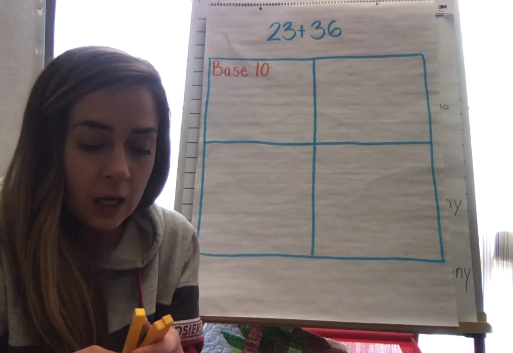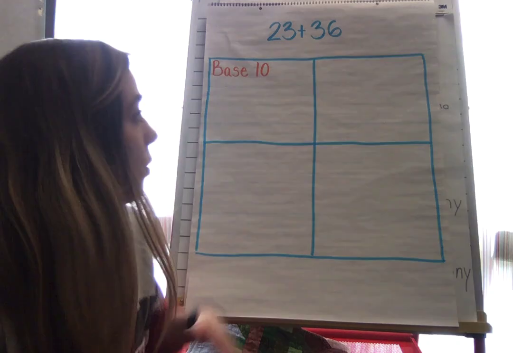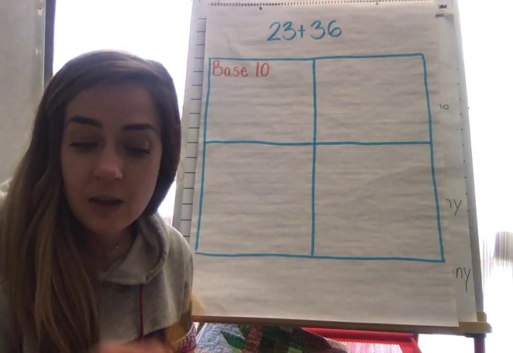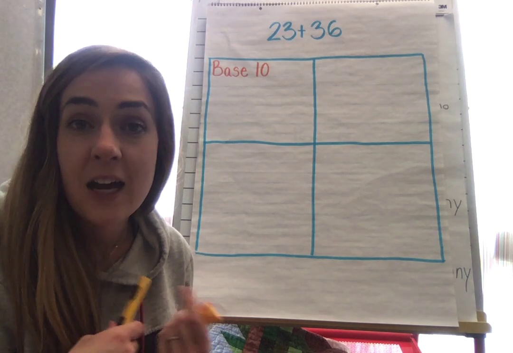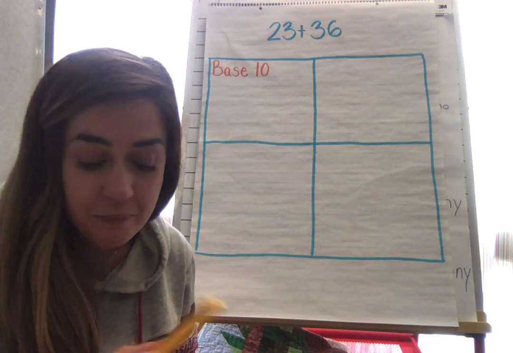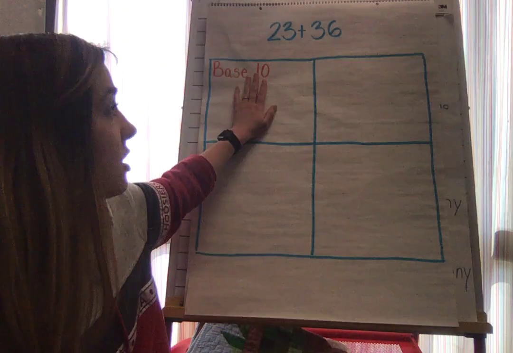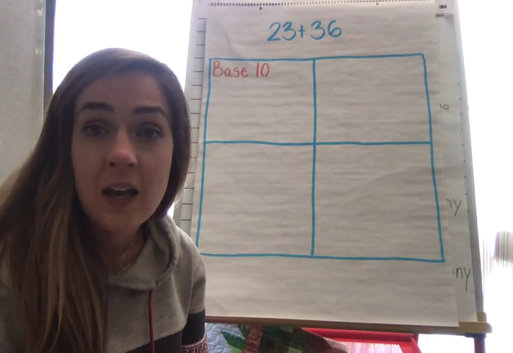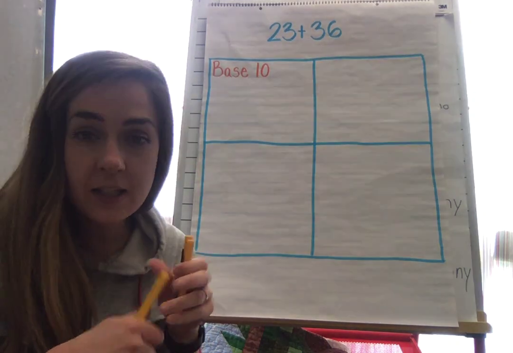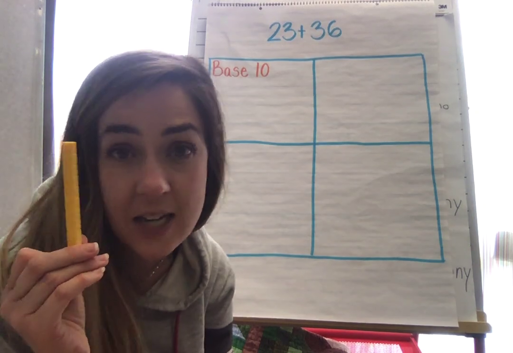Since I can't hand these out to you, we're going to do our best with drawing. There's also an app, the Number Pieces app, that you can download and use that way if that is helpful to you. Again, we are only going to talk about the base 10 strategy today when solving, in this case, an addition problem. These are called sticks, and a stick is worth 10 all the time.